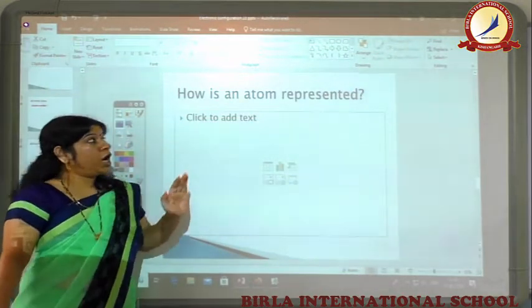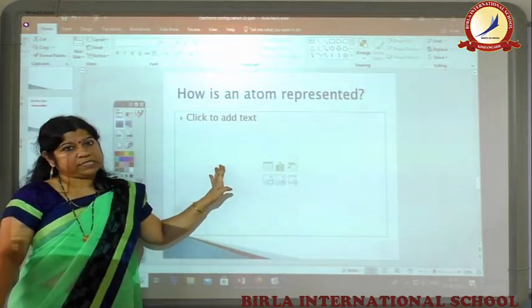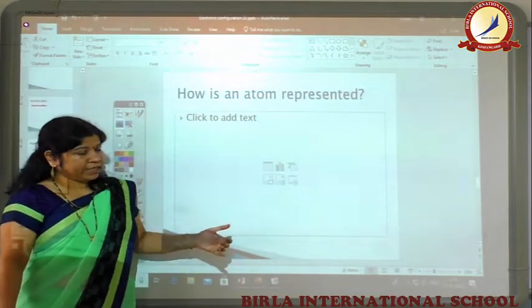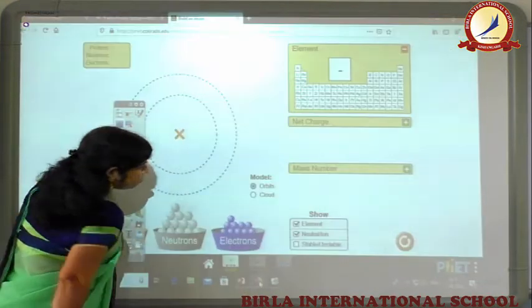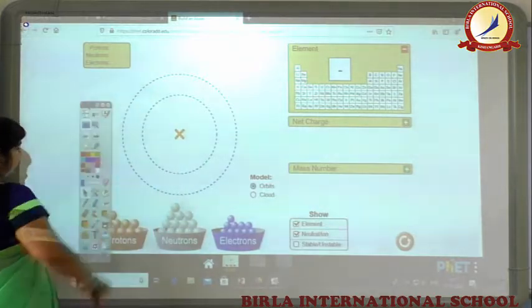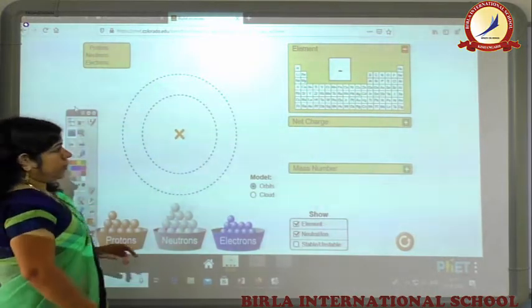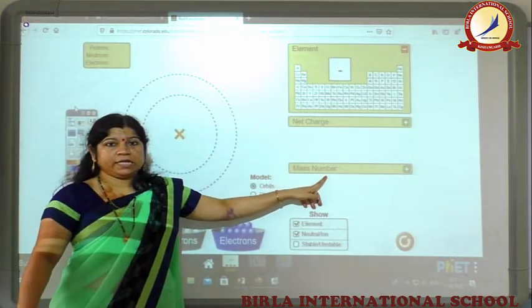Now let's talk about how an atom is represented. For this, let's do that activity. Okay, now here we are able to see the mass number.